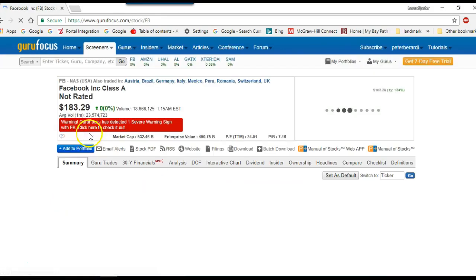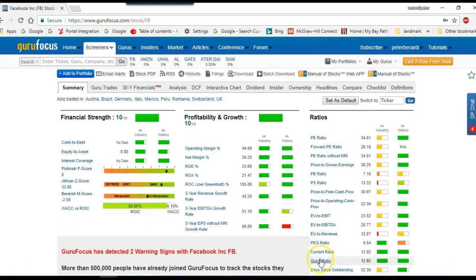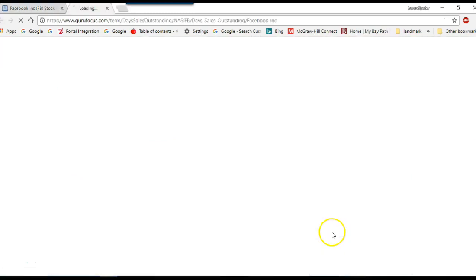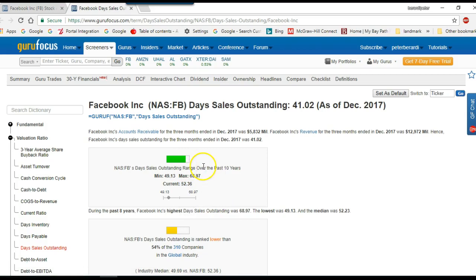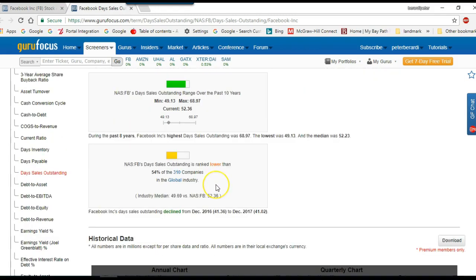And again, I think this could be a very, very helpful analysis. Just click on these. Day sales outstanding, which you'll cover. Facebook's accounts receivable for 3 months ended is $5.8 billion. Facebook's revenue for the 3 months was almost $12.9 billion. Hence, Facebook's day sales is 41. So it takes about 41 days to collect, which is improving because, well, currently it says over the past 10 years it's at 68.9, almost 69 days to collect. Currently, over trailing 12 months, it's at 52 days. Much better than the industry average.